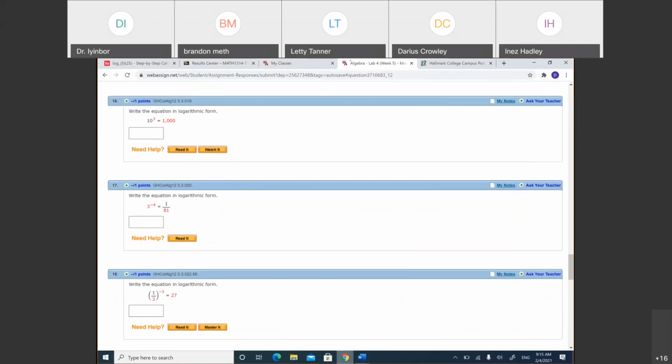Do you have a preference, or can I just pick one? Okay. Let's pick one. Yeah, let's pick 17. So 17, we have an exponent, so you need to go to logarithm. So I have to change it to logarithm.